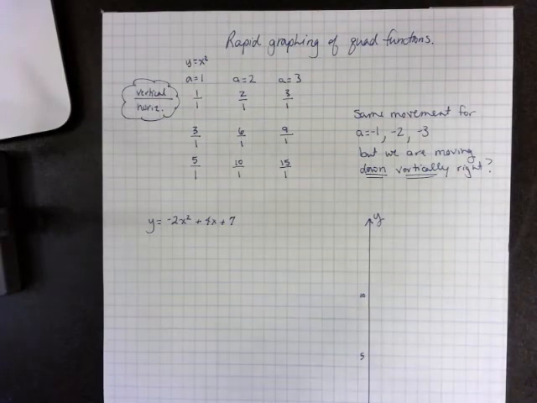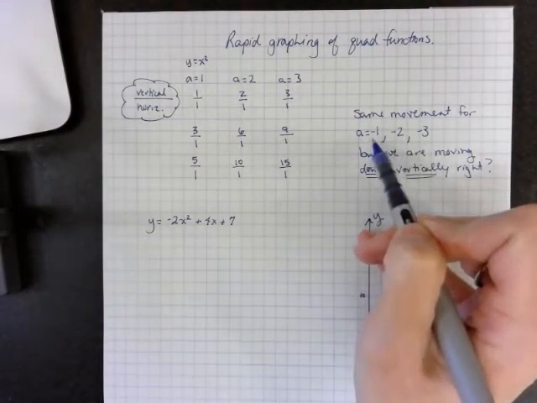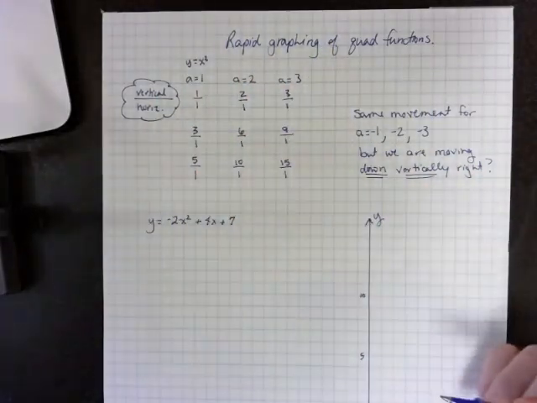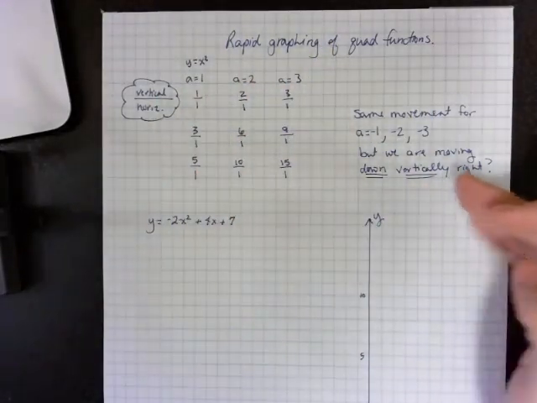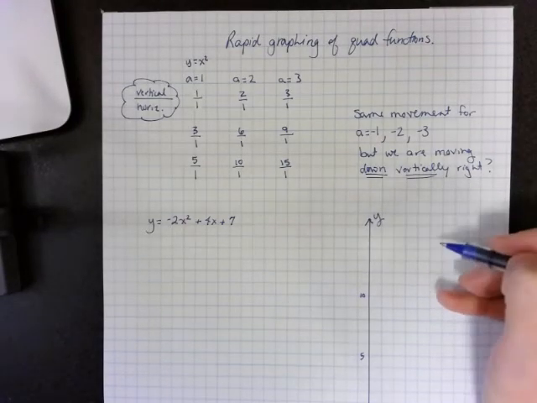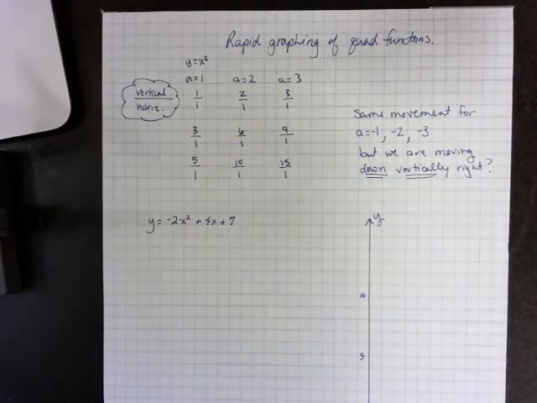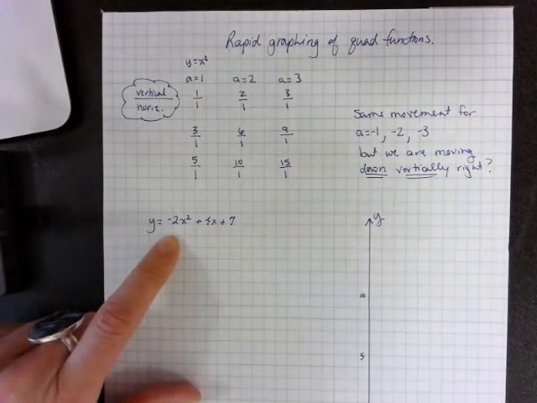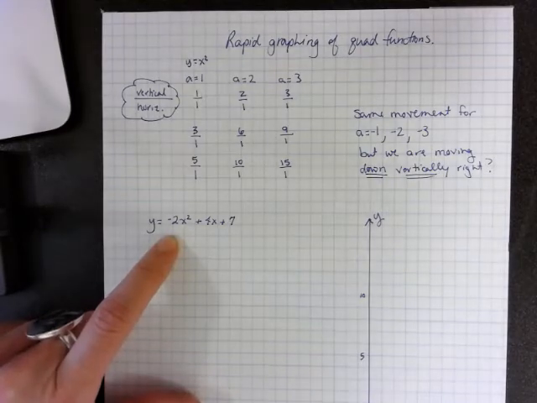So the same thing goes when we have -1, -2, and -3 for our A's, except we already know that this is going to be reflected. So you're going to be going down vertically instead of up like we did in class. So I'm going to give you an example right here: y equals -2x squared plus 4x plus 7.